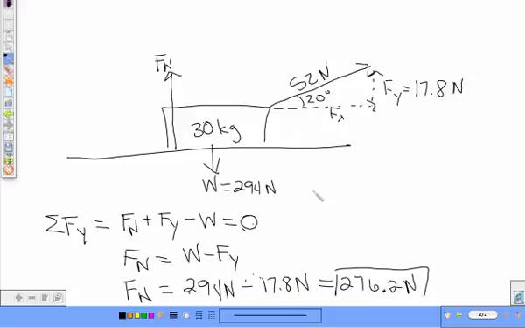Then I think the other part of the question asks for the acceleration, doesn't it? So acceleration, that's in the x direction. What are our forces in the x direction? F of x.